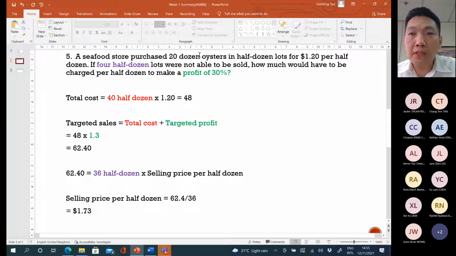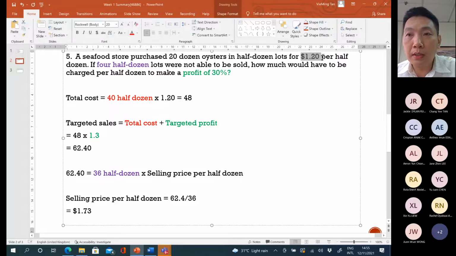So the first sentence is telling us the cost. This is the cost price per half dozen. 1 half dozen is equal to $1.20. This is the cost to purchase the oyster, so this is considered as the cost price for half dozen. So 20 dozen means 40 half dozen.